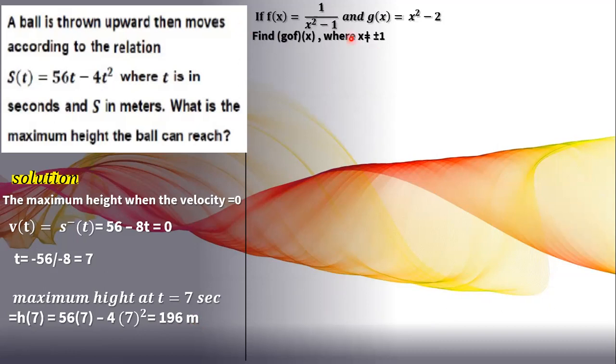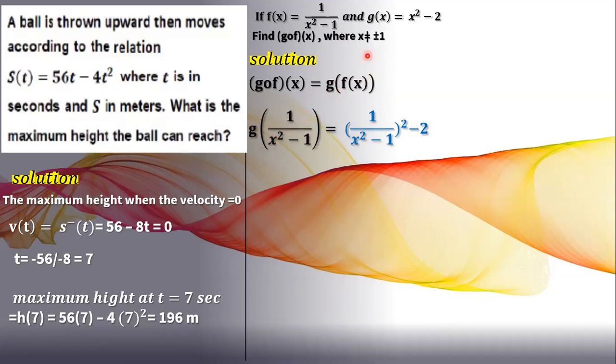If f of x equals 1 over x squared minus 1 and g of x equals x squared minus 2, find g composite f of x, where x is not equal to positive or negative 1. This condition is important, because now the denominator of f of x is not equal to 0. Okay. G composite f is equal to g of f of x.